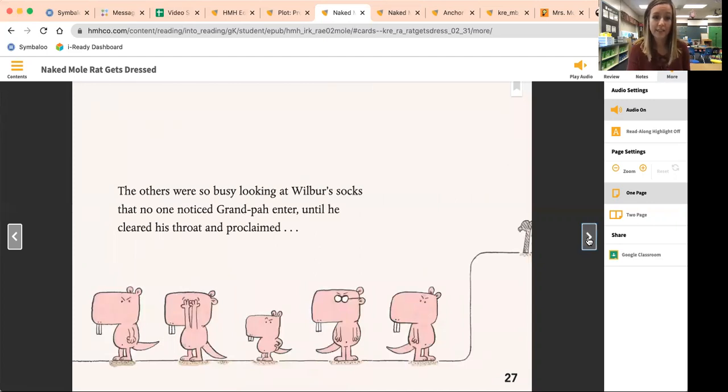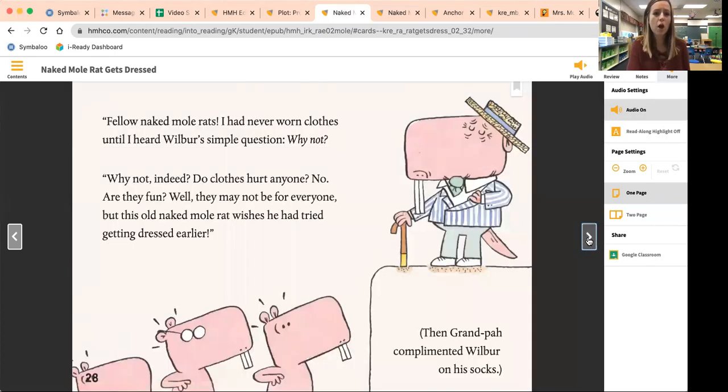The others were so busy looking at Wilbur's socks, nobody noticed Grandpa enter until he cleared his throat and proclaimed, fellow naked mole rats, I had never worn clothes until I heard Wilbur's simple question. Why not? Why not indeed? Do clothes hurt anyone? No. Are they fun? Well, they may not be for everyone, but this old naked mole rat wishes he had tried getting dressed earlier. And then he complimented Wilbur's socks.